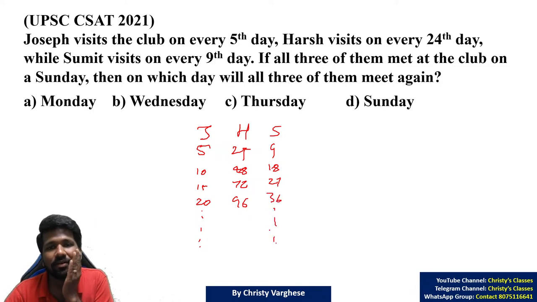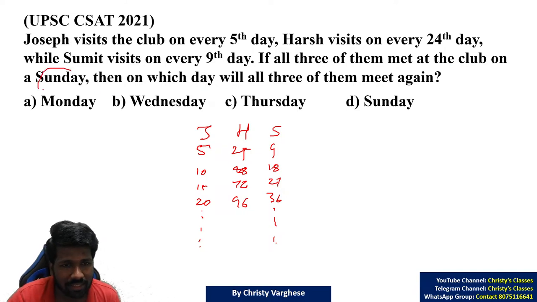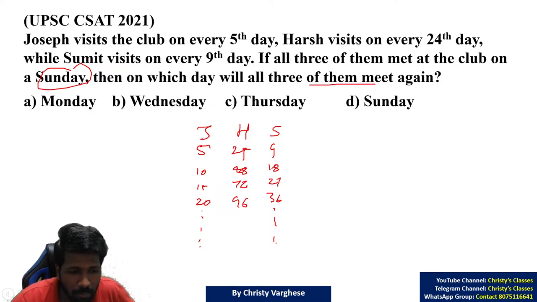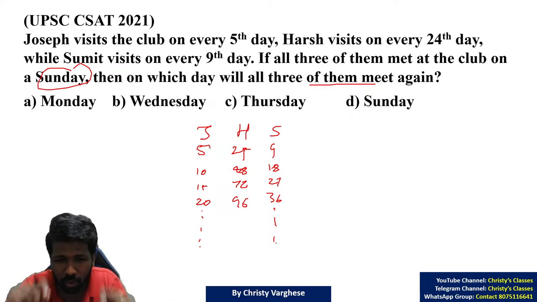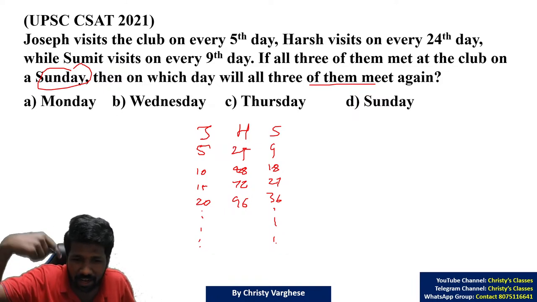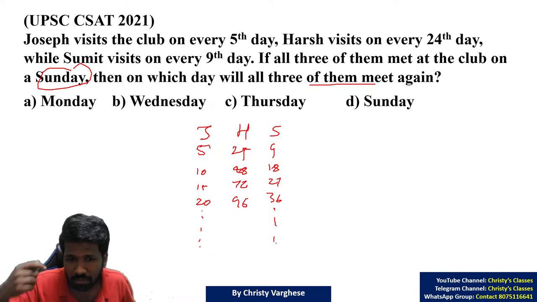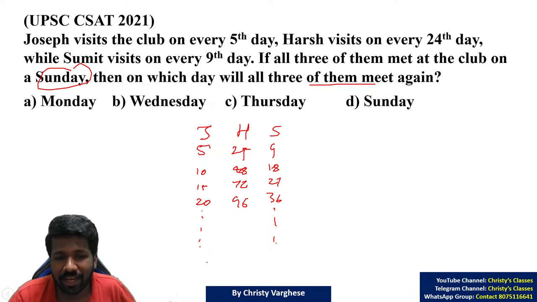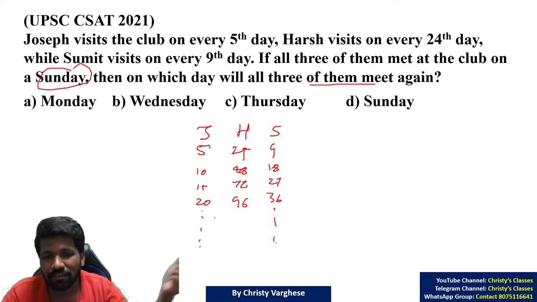Sumit is visiting the club. If all the three met at the club on a Sunday, the Sunday part we will come back to. So when will they meet again? They will meet again on common multiples. Now this is why I told you, always get into the logic. Don't just memorize the method only. That is why I practically showed you the idea of multiples also. On multiples only they will meet again. Common multiples they will meet again.